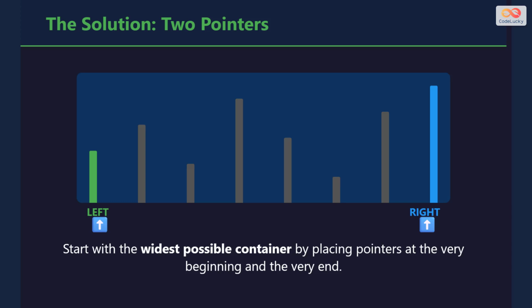We can do much better using the two-pointer technique. Instead of checking every pair randomly, we start systematically. We place one pointer at the very beginning of the array and another at the very end. This gives us the widest possible container to start with.